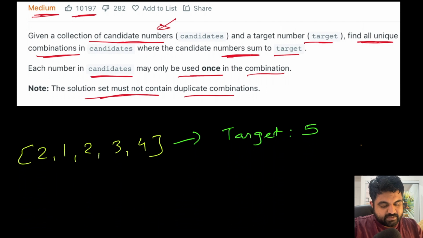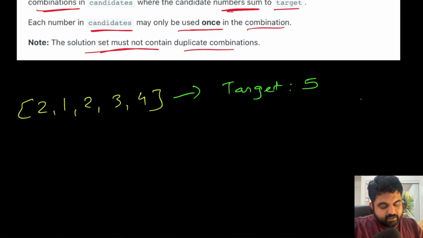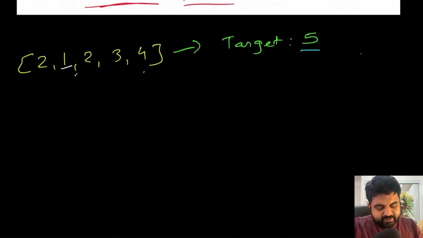Okay, so now let's first try to understand this with an example. We are given this candidate array and we are given the target value to be 5. Now the next thing is that we need to generate the unique sets. Let's see what are all the combinations that can generate this value 5. We can see that we have value 4 and we have value 1. So 4 and 1 is a combination that can sum up to 5, so this can be one of the potential answers.